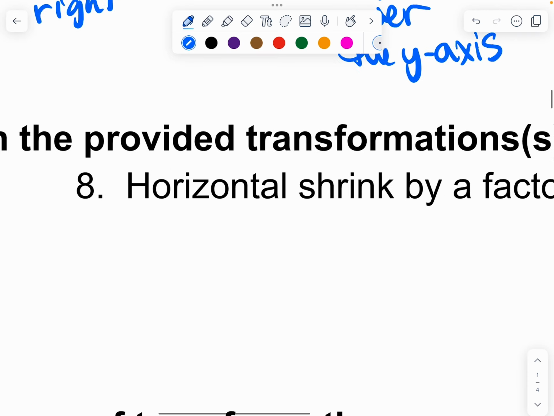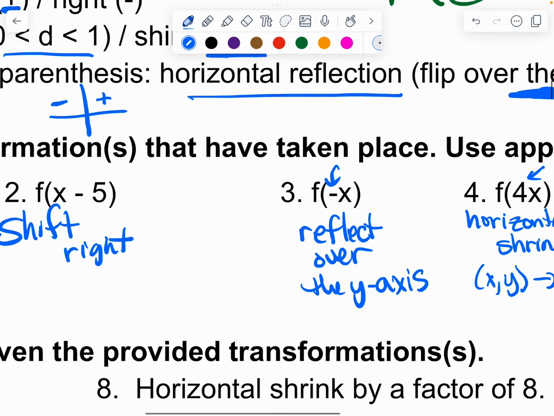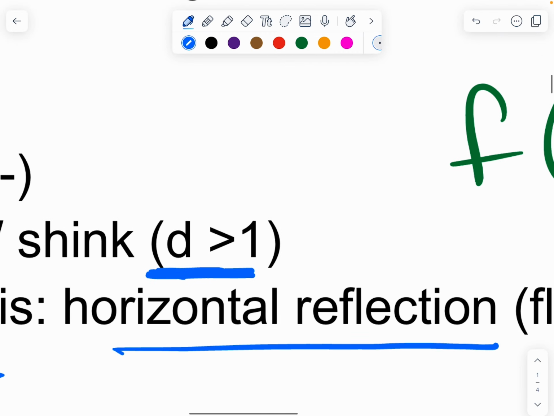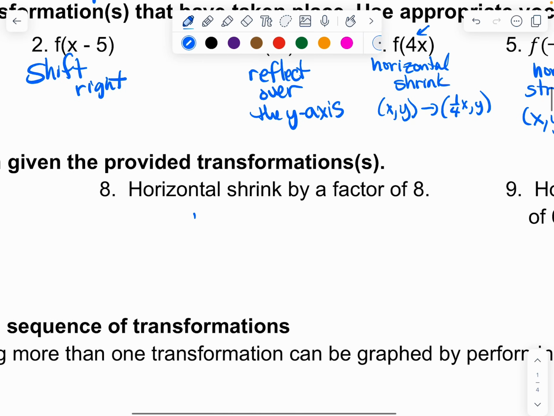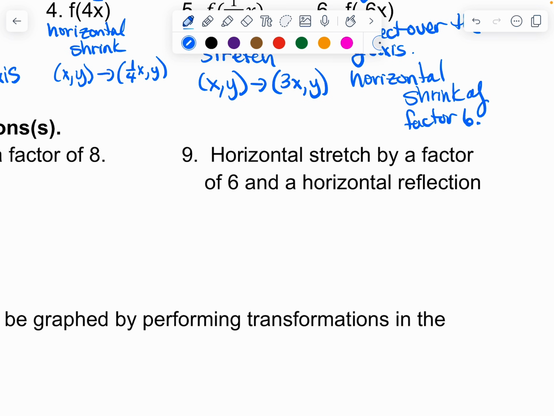This next one, I'm going to do a shrink factor. Okay, so horizontal shrink is going to be greater than 1, so it's going to be 8. So f of 8x. This one, stretch. Stretch is between 0 and 1. So that means f of 1/6 x. Oh, and it has a reflection, so I need to make that negative.